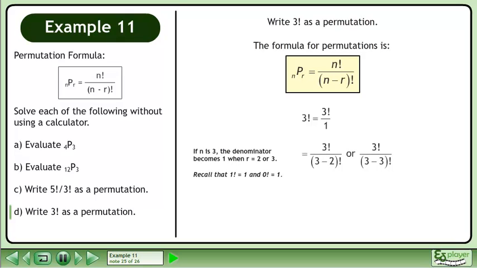If n is 3, the denominator becomes 1 when r equals 2 or 3. Recall that 1 factorial equals 1 and 0 factorial equals 1. There are two answers, 3P2 or 3P3.